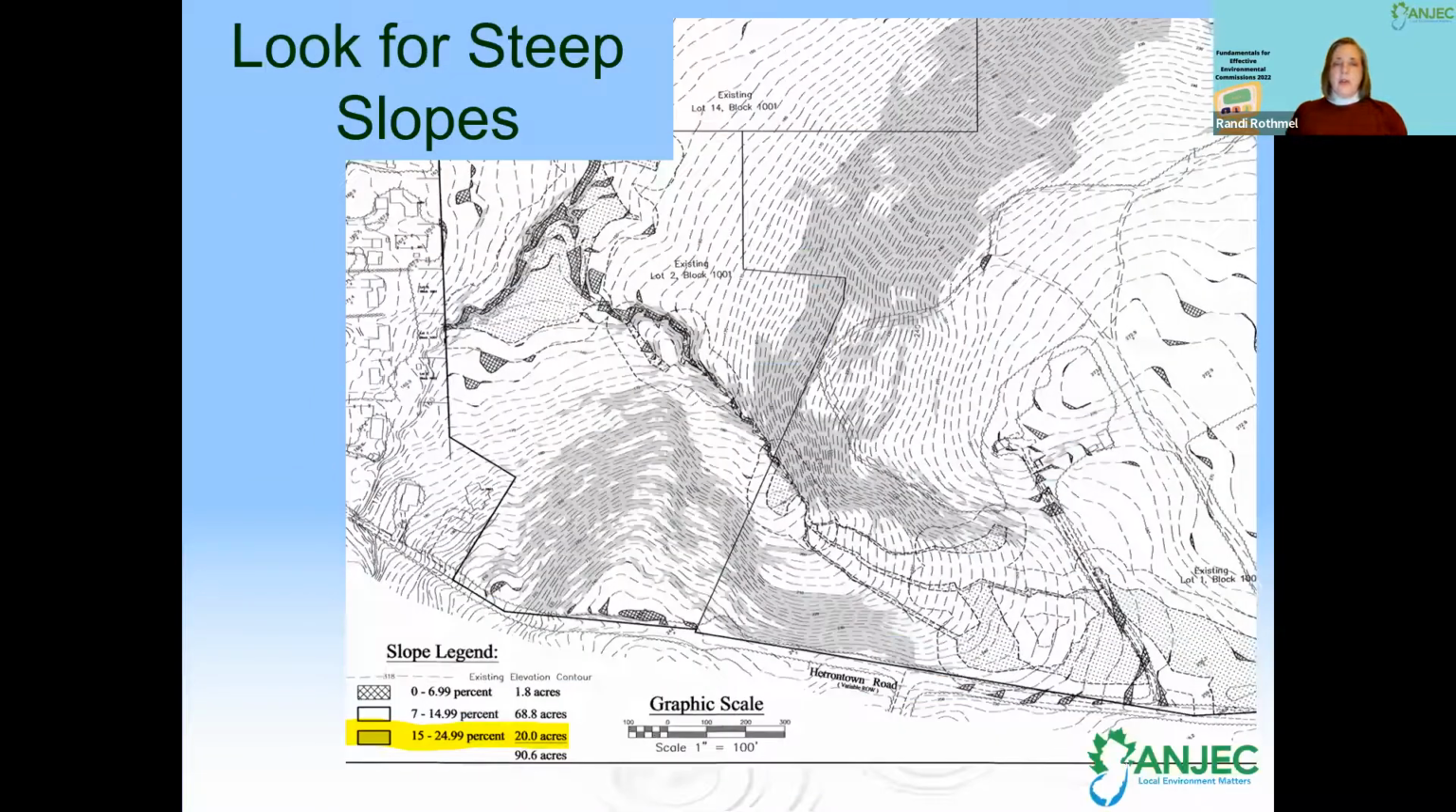So I'm just going to go through a couple of things that you might want to look at when you're looking at these site plans very quickly. You want to look at where the steep slopes are. Steep slopes are indicated by these contour lines. The closer the contour lines are to each other, the steeper the slope. In this case, 20 out of 90 acres of this particular site is actually considered steep slope, which is anything greater than a 15 degree slope here.